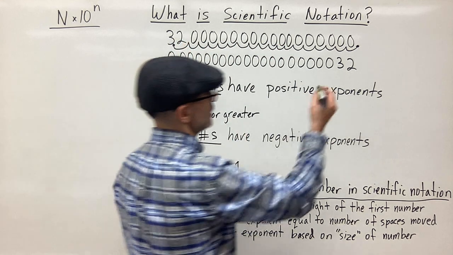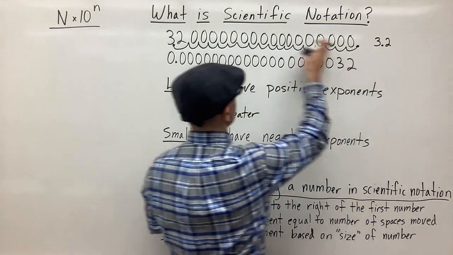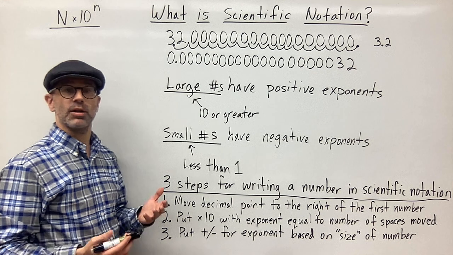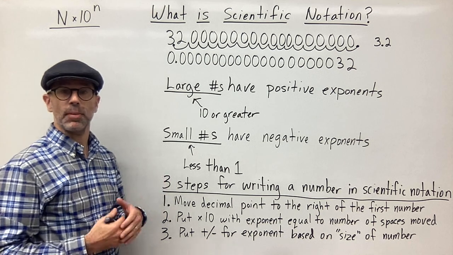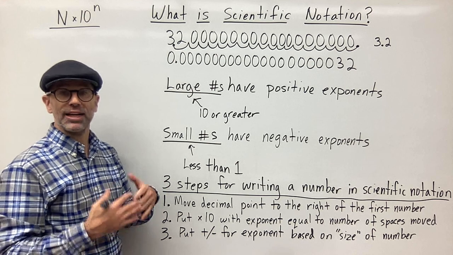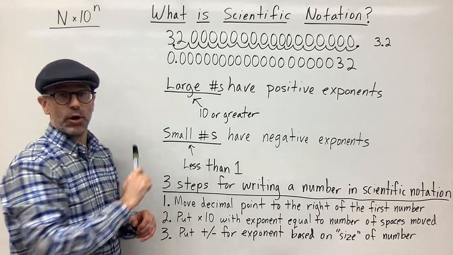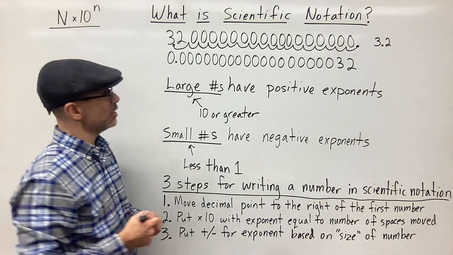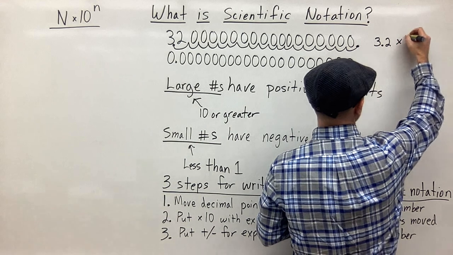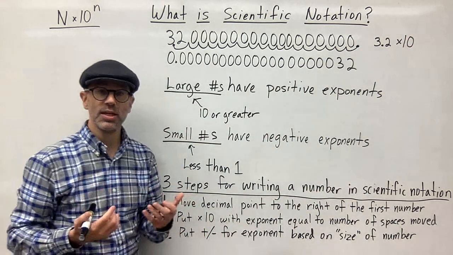So I'm going to rewrite this number as 3.2. You don't need to keep the zeros. Now I have a new number because I've moved the decimal point. But I'm not changing the number when I write this in scientific notation. That's why I need to multiply by a factor of 10. Every time I move the decimal point, that is a factor of 10. So to keep the same number but put it in a different format, I'm going to multiply by a factor of 10.